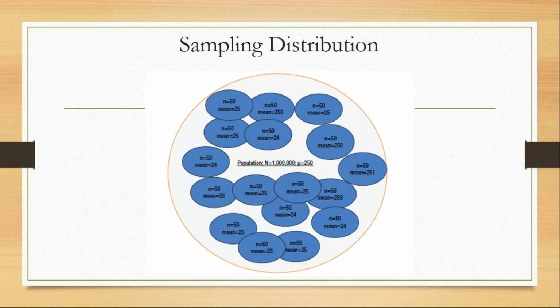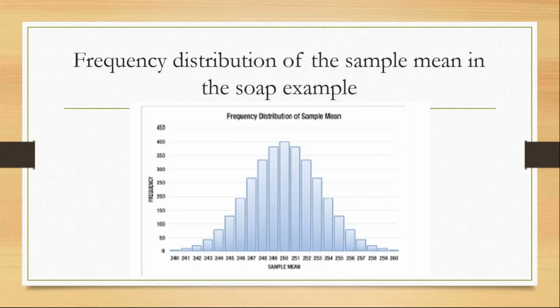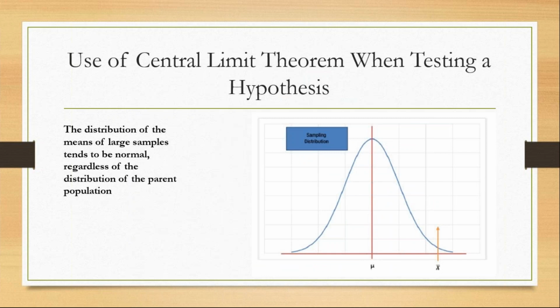So let's say what my parent population was, or what was the distribution of my parent population, or the average weight of all the soaps. That is irrelevant. What the central limit theorem says is that if I'm calculating the average of all the samples that I've got, my distribution will follow a normal distribution. This is a major assumption of the central limit theorem, and we actually find it true.